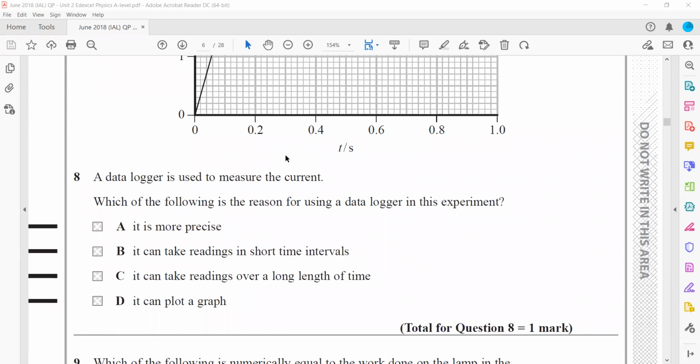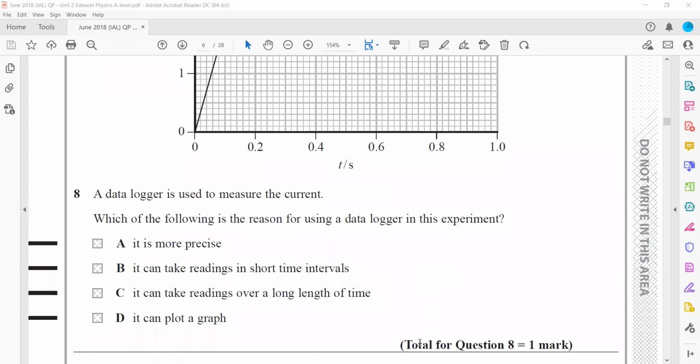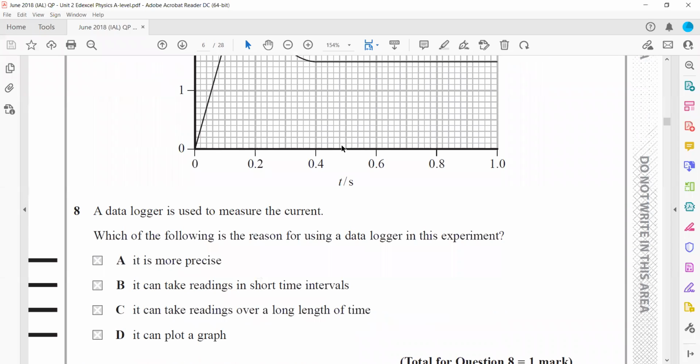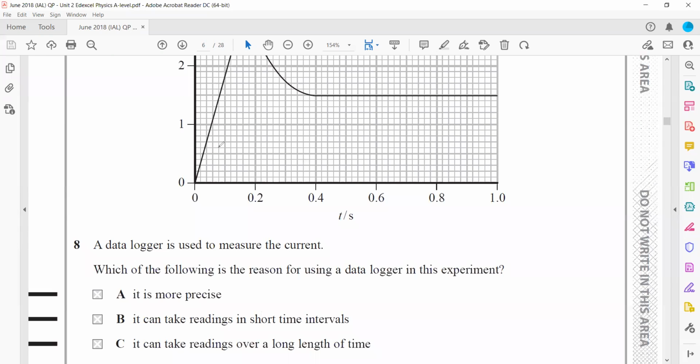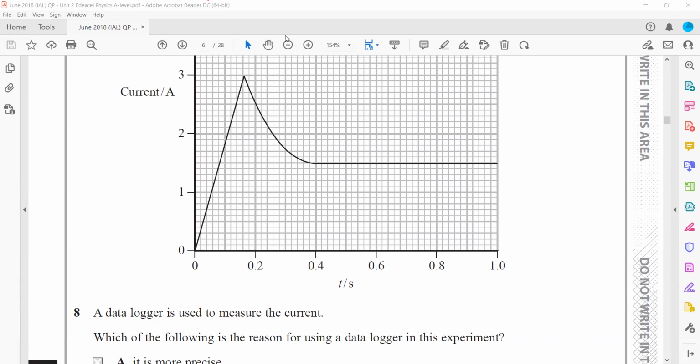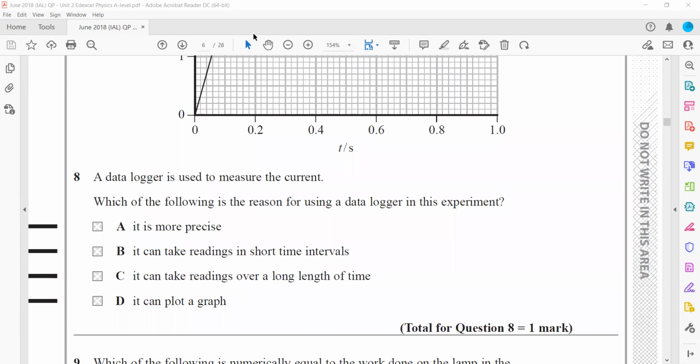The data logger is used to measure current. Which of the following is the reason for using a data logger for this experiment? So why are we using a data logger here? It is because if we use a stopwatch, we cannot measure a very short time interval. Using a data logger, we are able to identify the change in the current for this short interval. Otherwise, this will be missed without a data logger. So what is the advantage of a data logger? It can take a reading in a short time interval. That's B, the advantage.